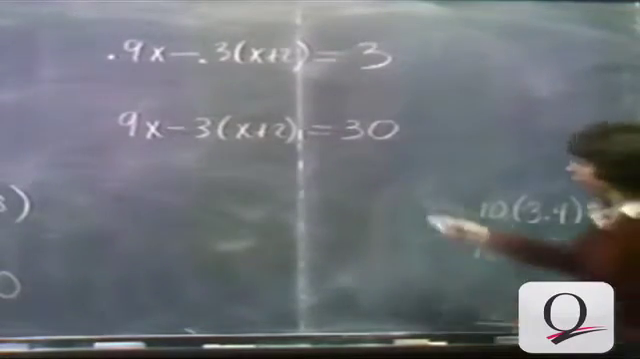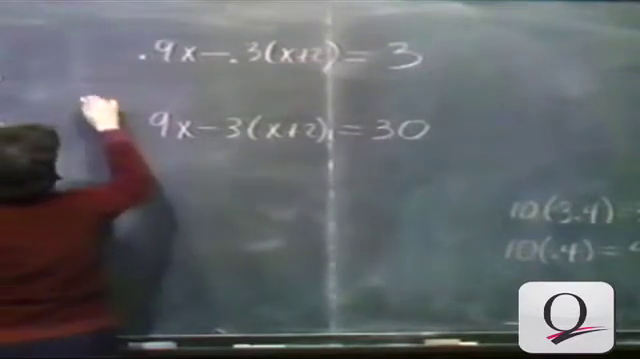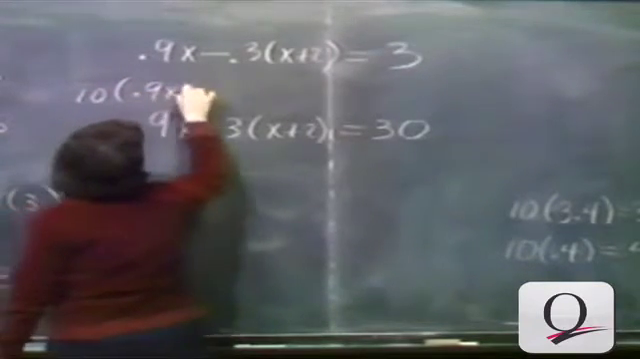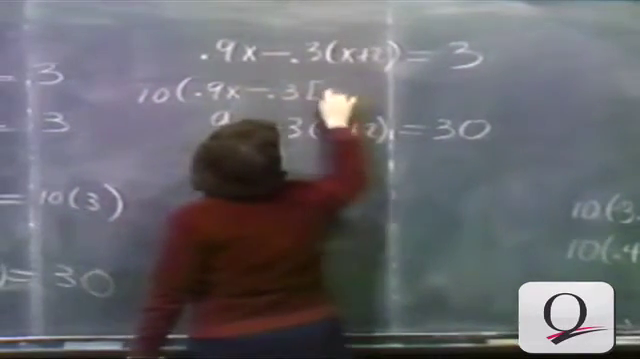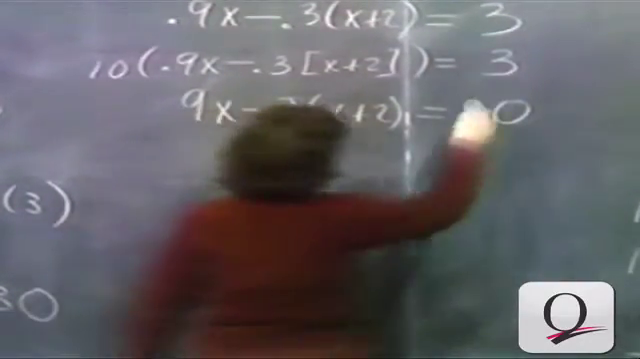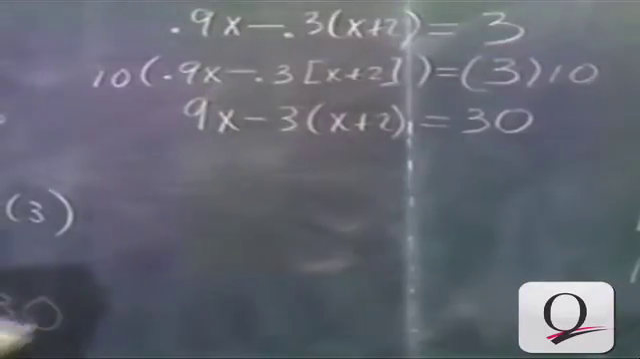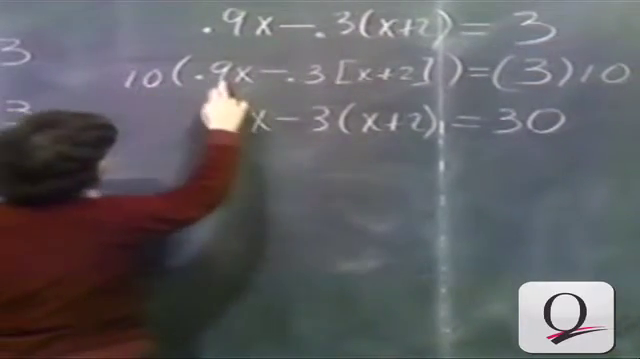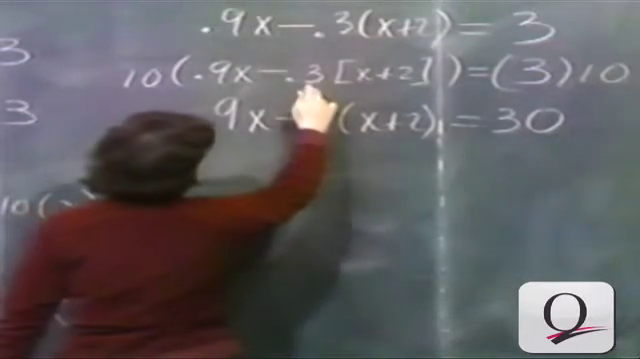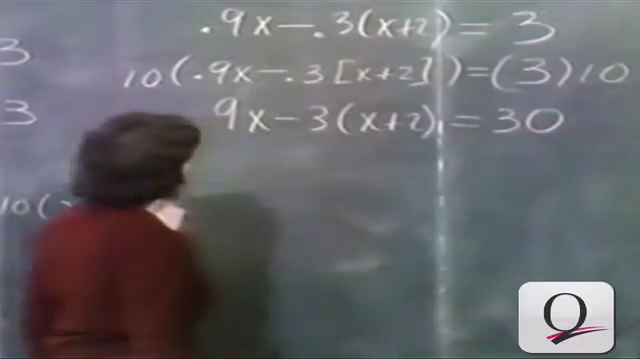OK, so proceeding in that way, we could go right from this step to this one. We multiply both sides of the equation by 10: 10 times (0.9x minus 0.3 times (x plus 2)) equals 10 times 3. Now using the distributive law, 10 times 0.9x gives you 9x. Take away 10 times 0.3 gives you 3 times (x plus 2). 10 times 3 gives you 30.